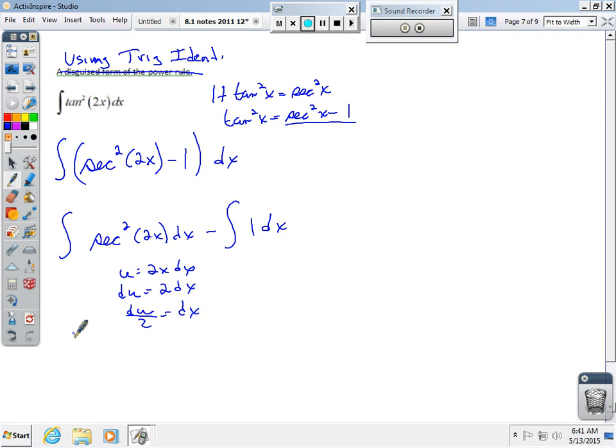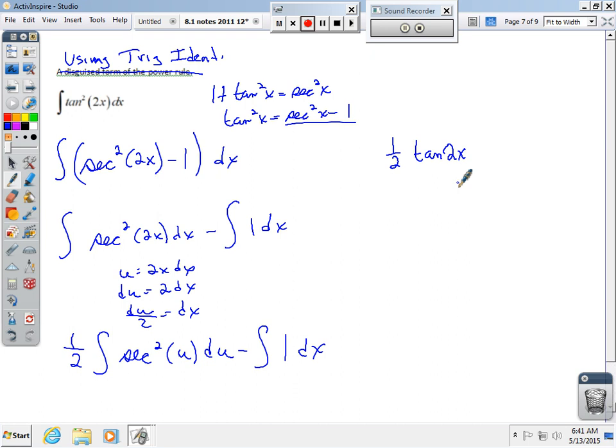So now when I integrate this, I'm going to have a 1/2 integral of secant squared u du minus the integral of 1 dx again. And now I can actually apply rules. So it's 1/2. The integral of secant squared u is tangent u, which was 2x, and then minus the integral of 1 is just x, and then plus c. And again, please understand this is not an integral for an arc sine or inverse trig one.